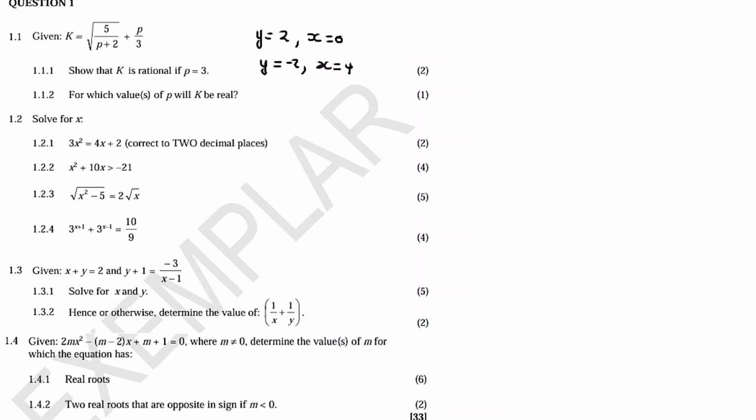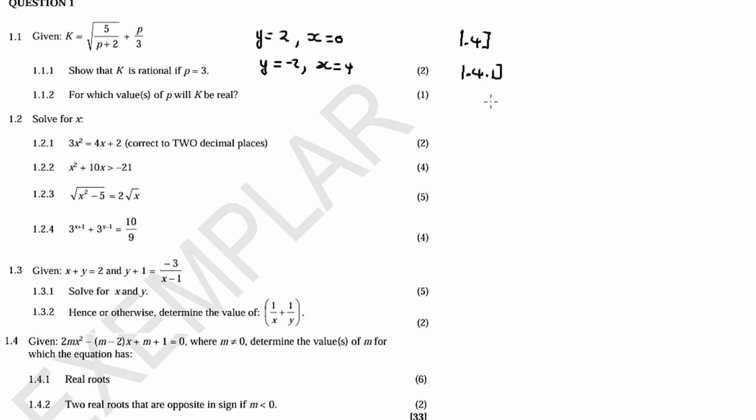Alright, for the last part of the question, 1.4, we are given an equation in terms of m and x, where m cannot be equal to 0. Determine the values of m for which the equation has real roots. For questions about the nature of the roots, you need to make sure you write it in standard form.